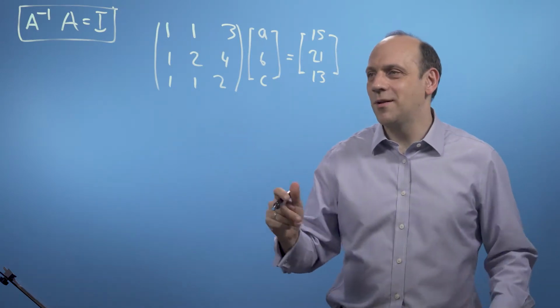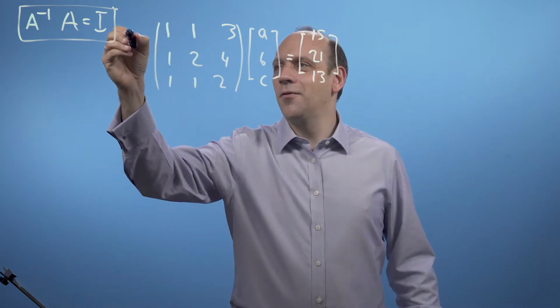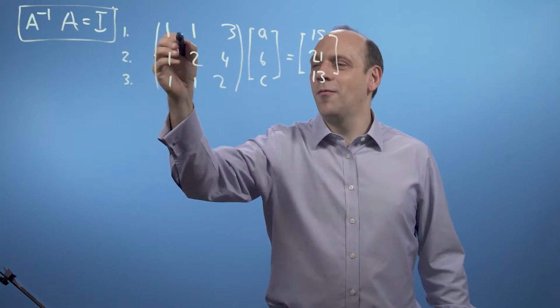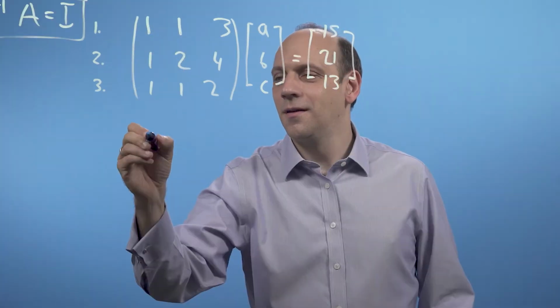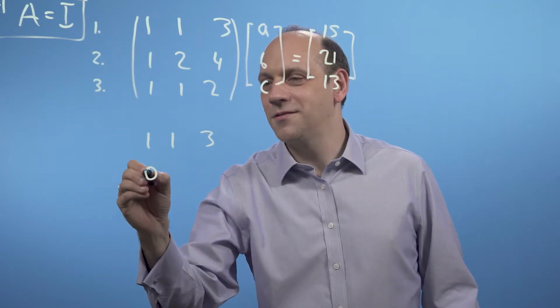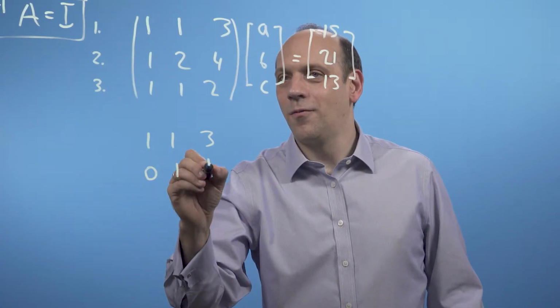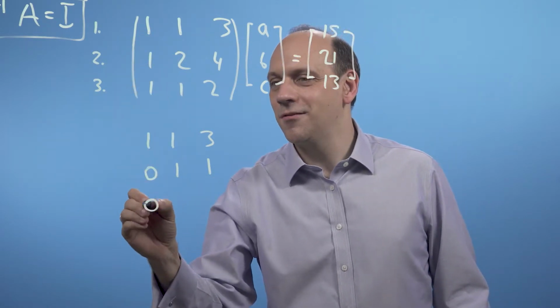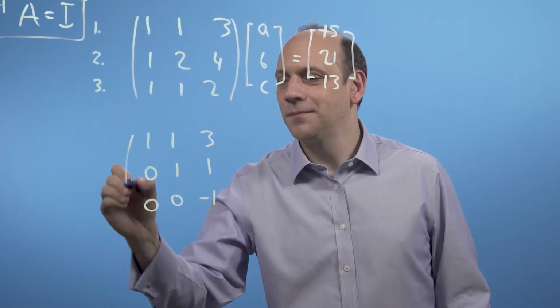That's sort of a process of elimination. So if I call this row 1, row 2, and row 3, if I take row 1 off of row 2, I'll have 0, 1, 1. If I take row 1 off of row 3, I'll have 0, 0, and minus 1.